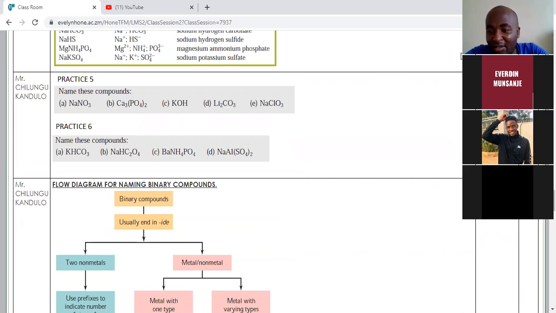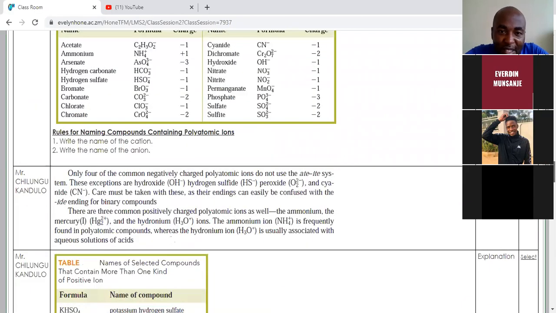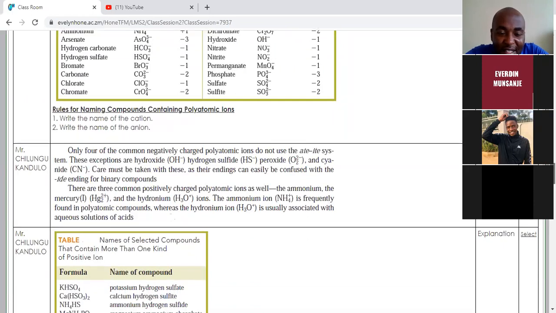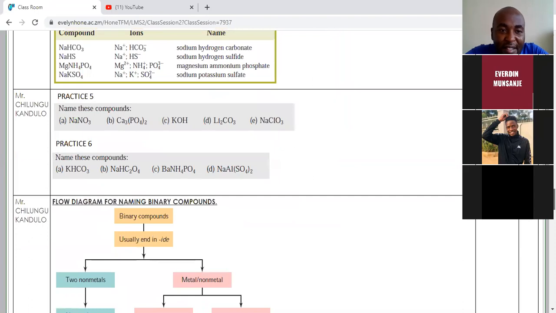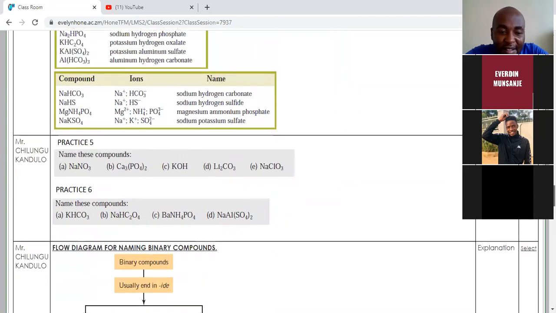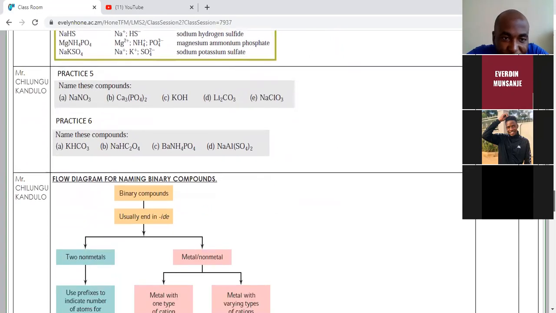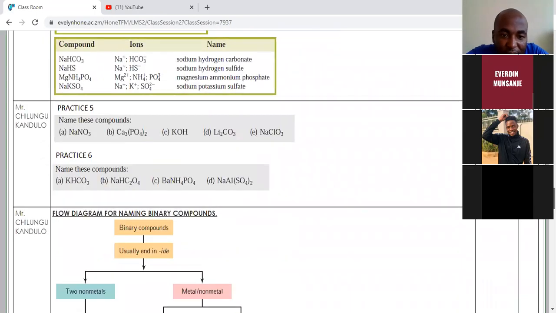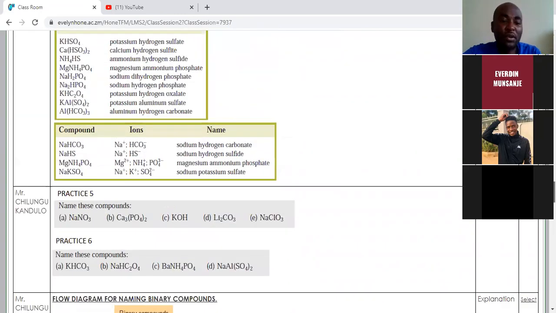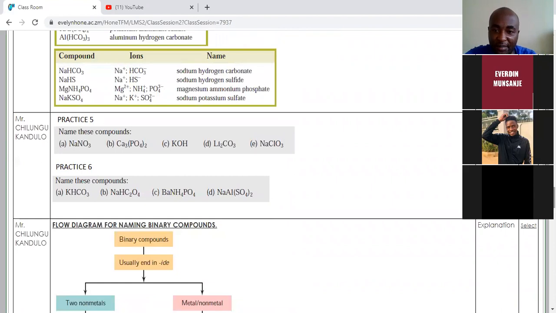One of the unique ones is also the oxalate. C2O4 2 minus is oxalate. I don't think it's there on this one, guys. So guys, let's see, just perfect this. Oxalate, I think I have it somewhere. Okay, sodium bioxalate, sodium hydrogen oxalate.